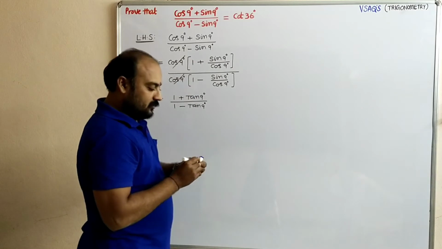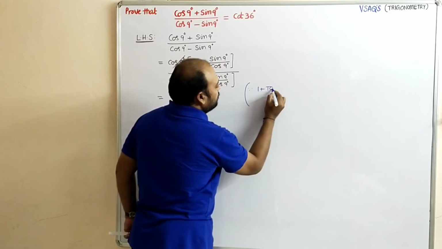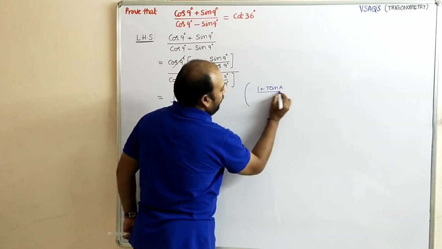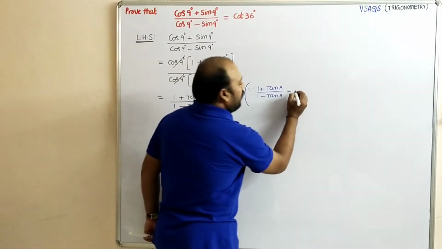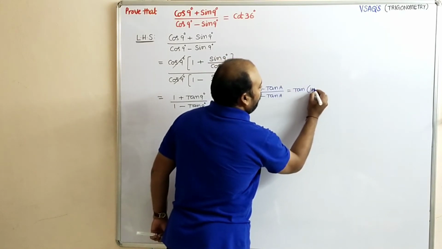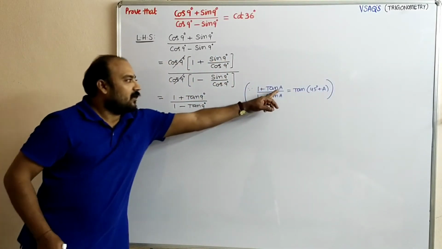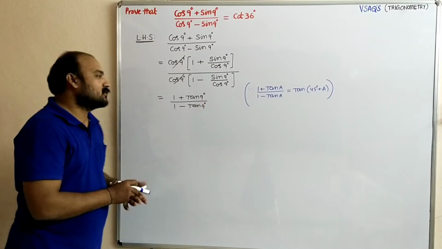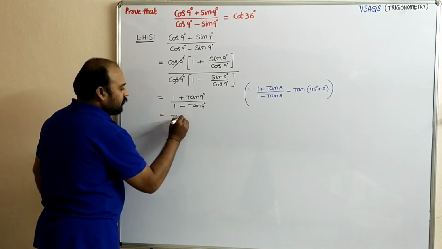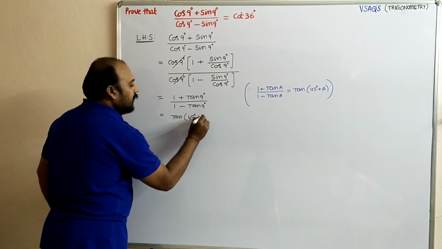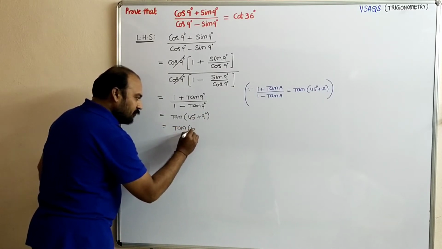We have formula 1 plus tan A divided by 1 minus tan A is equal to tan of 45 degrees plus A. This is the formula. So in place of A, what value is there here? 9. So it can be written as tan of 45 degrees plus 9 degrees, which is equal to tan of 45 plus 9, 54 degrees.